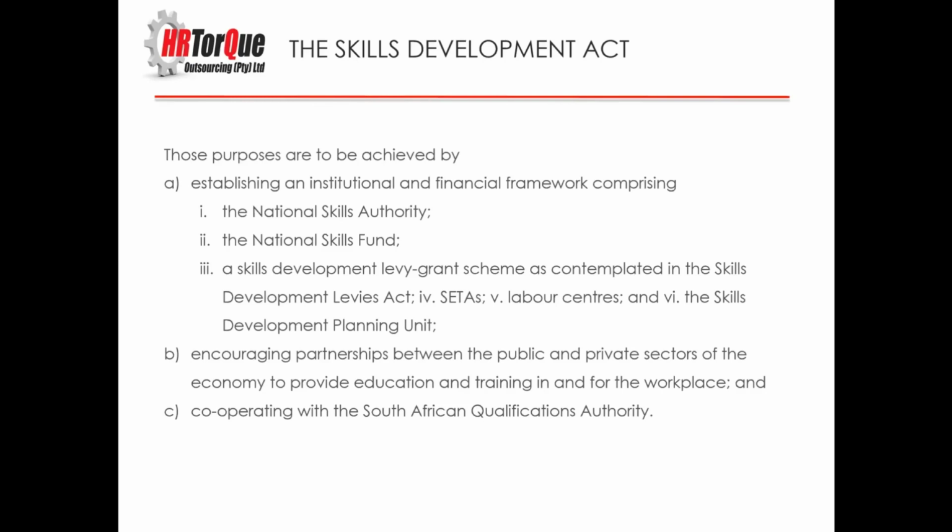Okay, so the first thing that they did was they established an institutional and financial framework, which was the National Skills Authority. Then we have the National Skills Fund, and then we have a Skills Development Levy grant scheme, which then spoke into SETAs, labour centres, and the Skills Development Planning Unit. So over here, we've got the National Skills Authority, the National Skills Fund, which we'll talk into just now, and then we've got our SETAs and that sort of thing. So those are the 3 sort of authorities at the top. Now, most employers will work within the SETAs and that kind of thing. The National Skills Fund actually distributes where the money goes.